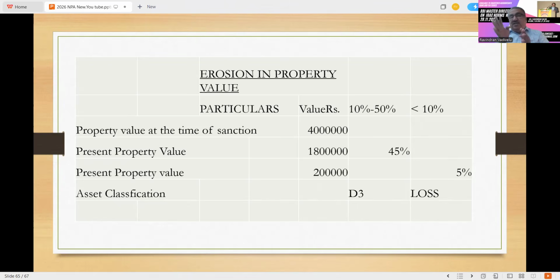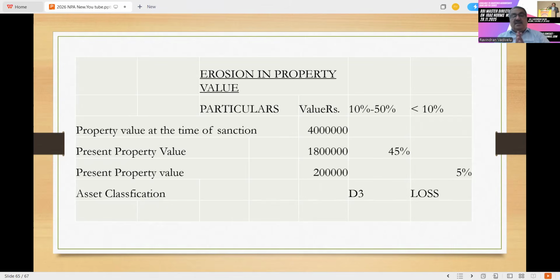So frontage is reduced and for the backside there is land, but to reach the backside land you have to travel 4 kilometers. The value of the backside land they mentioned as 3 lakhs, and frontage they mentioned as 2 lakhs. So in total, the property value is 5 lakhs. At the time of giving the loan, the property was valued around 125 lakhs, whereas as per the present trend, the property value is 5 lakhs. That means it is less than 10%. So we can directly take that account into loss asset.